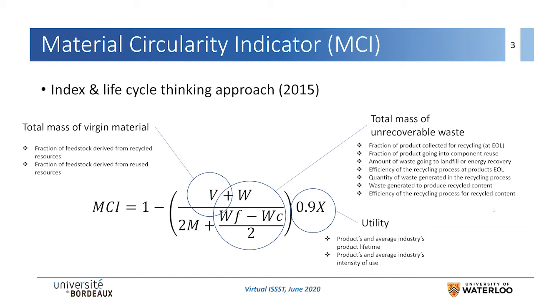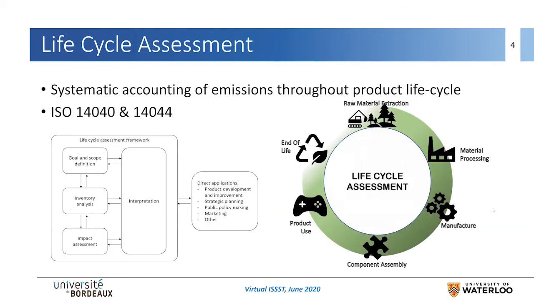So in terms of whether we have a linear flow of materials or these materials are returned, this waste fraction addresses this aspect. And finally, we have utility, which is how intensively we use the product or how the product is built to be intensively used. So how durably the product has been built. Taking these three criteria into account, the MCI is calculated.